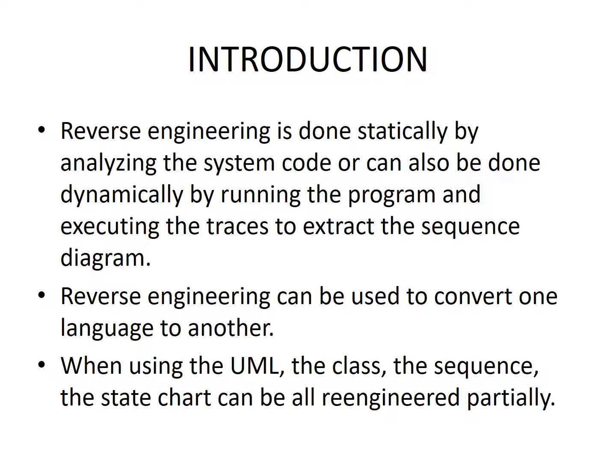Coming to the introduction, reverse engineering is done statically by analyzing the system code, or can also be done dynamically by running the program and executing the traces to extract the sequence diagram. Reverse engineering can be used to convert one language to another. Example, a source code is to be converted to C++. When using UML, the class, the sequence, and the state chart can all be regenerated partially.